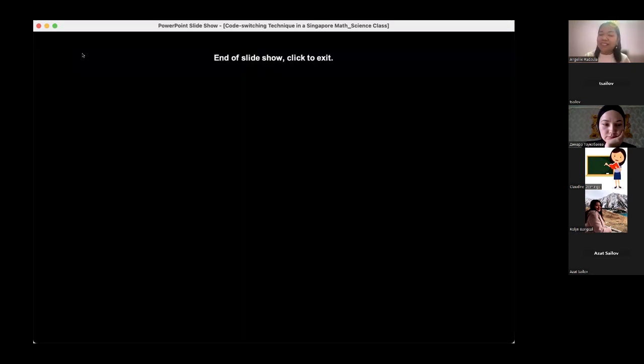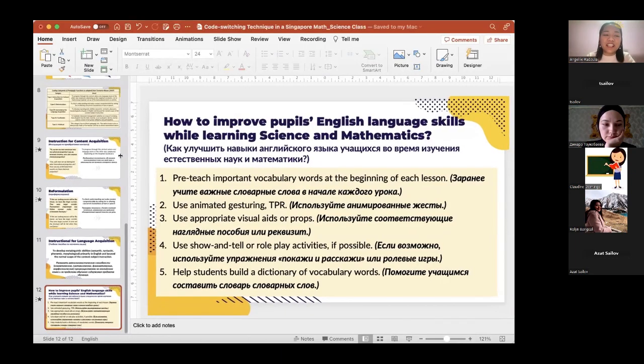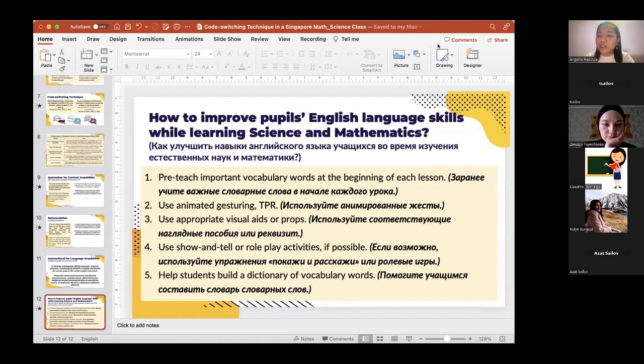So yeah, that's about my talk. I hope that I have shared what I want to share, and I hope that this will be useful in our roles as ESL, Singapore Mathematics, and Singapore Science teachers.